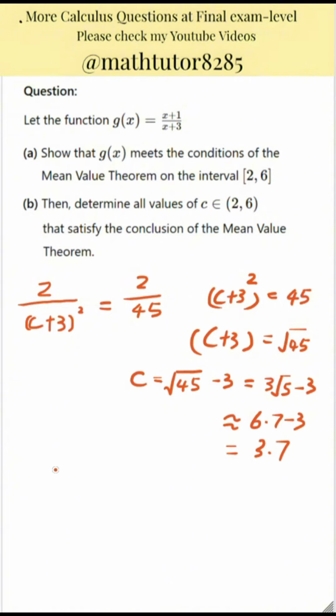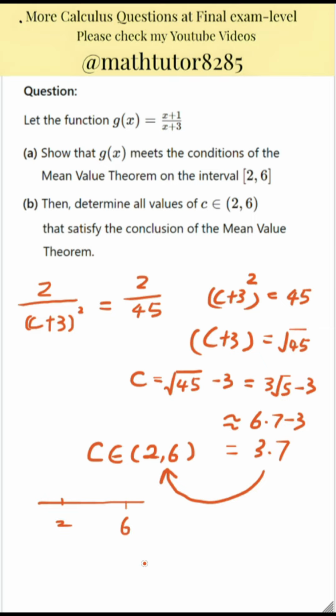To check that this value lies between 2 and 6, the square root of 5 is a little over 2.2, so 3 times the square root of 5 is about 6.7, and subtracting 3 gives about 3.7, which lies in the open interval from 2 to 6. So this value is valid. The value of c that satisfies the conclusion of the mean value theorem is 3 times the square root of 5 minus 3.